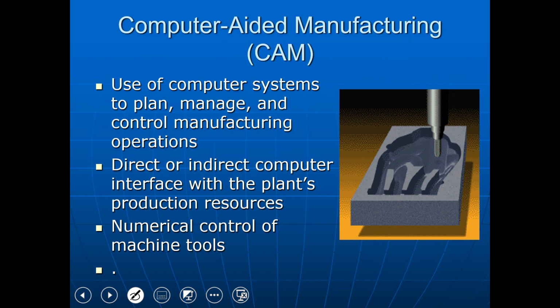We can also use a computer system to plan, manage and control manufacturing operations. We can plan in terms of material and manpower, and control the operation side using CAM. There is direct or indirect computer interface with the plant production resources, and numerical control of machine tools. So we can enable tool changing based on the CAD data. We use the right tools, and the machine can change tools automatically.